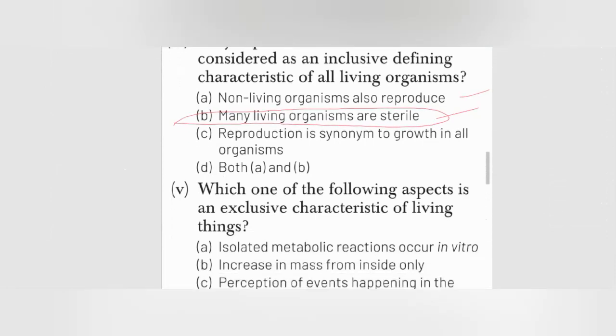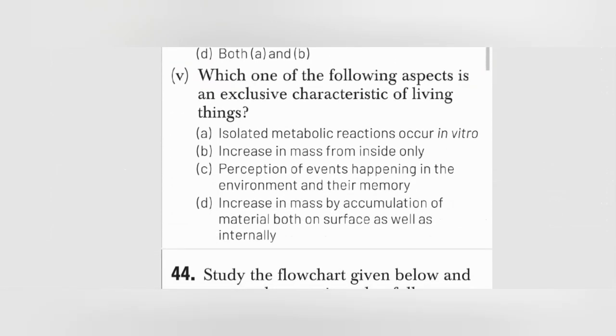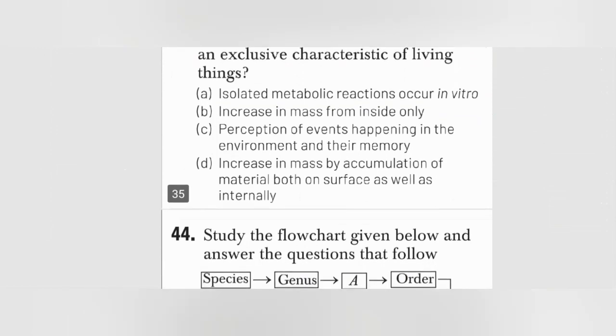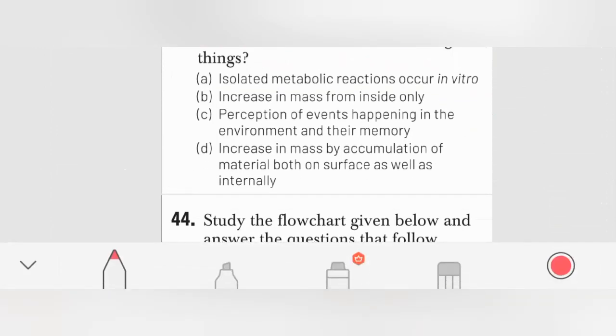Next, which of the following aspects is an exclusive characteristic of living things? Options: isolated metabolic reaction occurring in vitro. Increase in mass from inside only. Perception of events happening in the environment and their memory. And the fourth, increase in mass by accumulation of material both on the surface as well as internally. So what is the right answer? Yes, the right answer is C, perception of events happening in the environment and their memory.